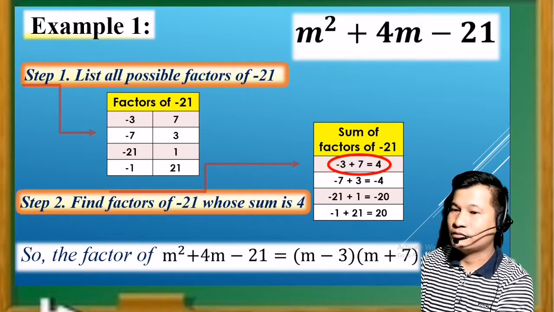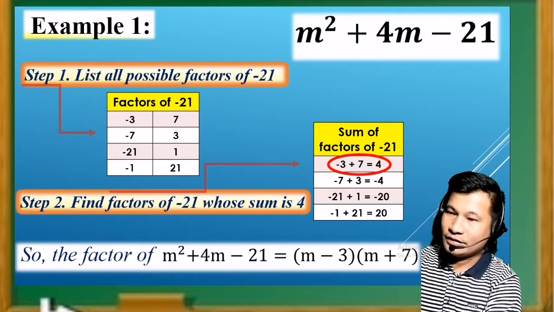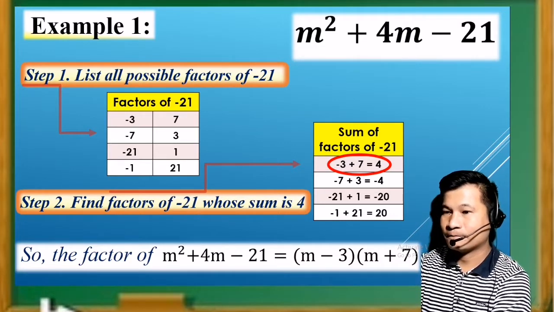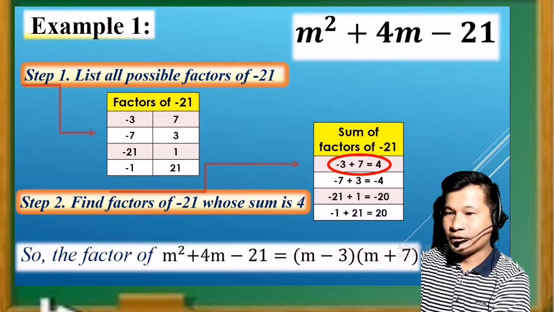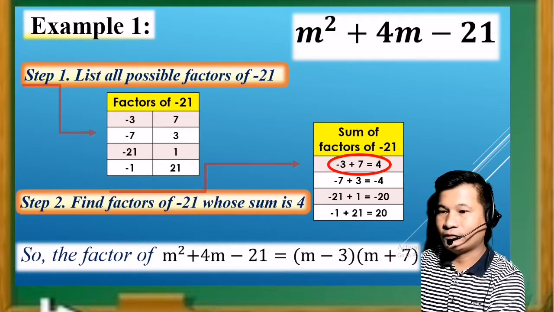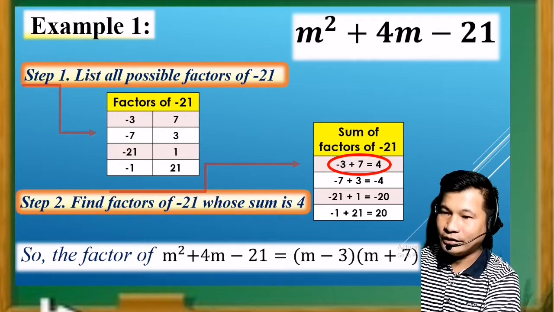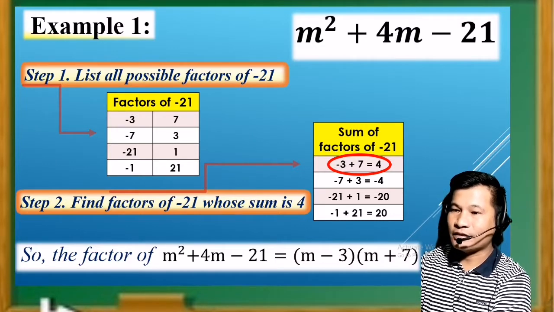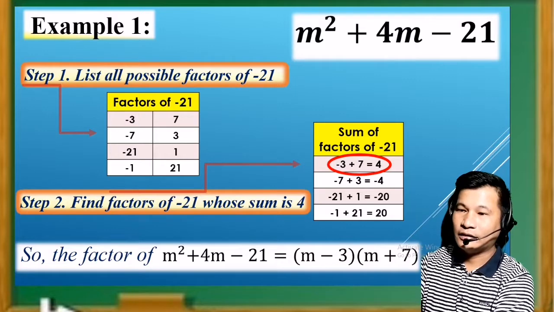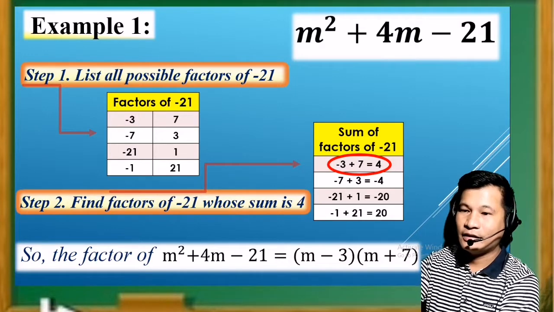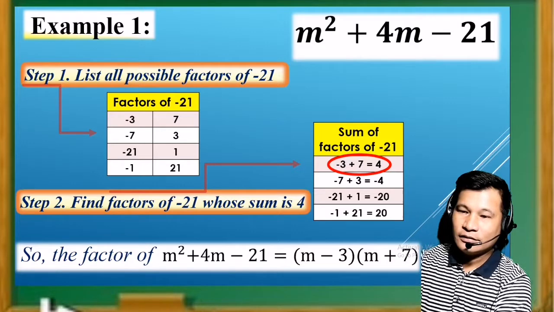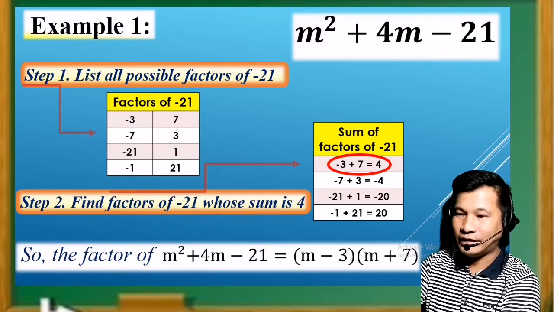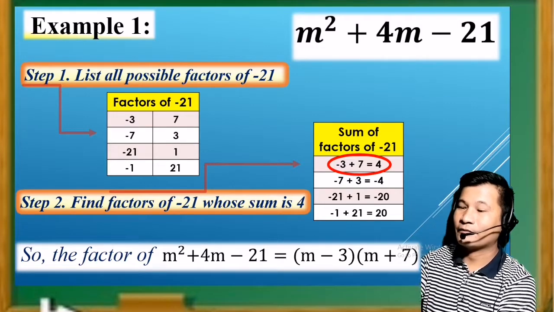Just like what is presented in the table, we have the sum of factors of negative 21. Negative 3 plus 7 equals 4, negative 7 plus 3 equals negative 4, negative 21 plus 1 equals negative 20, and negative 1 plus 21 equals 20. So the only factors that will give us a sum of 4 are negative 3 and 7. Therefore, the factor of m squared plus 4m minus 21 equals the quantity m minus 3 times m plus 7.